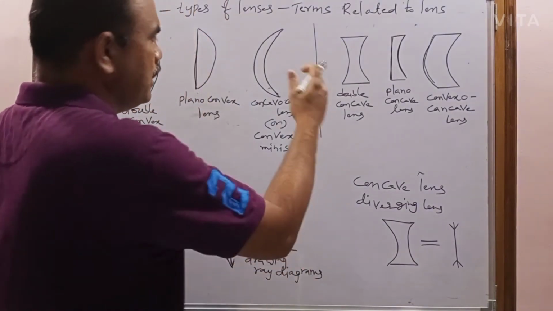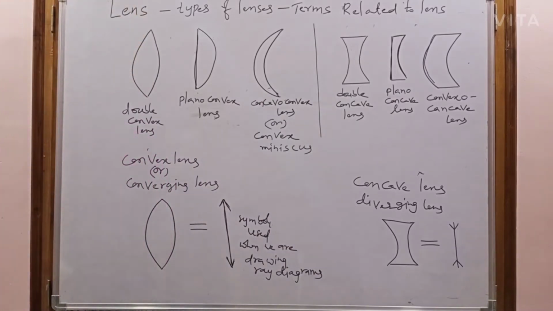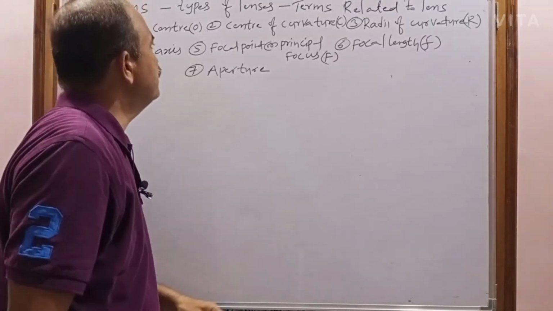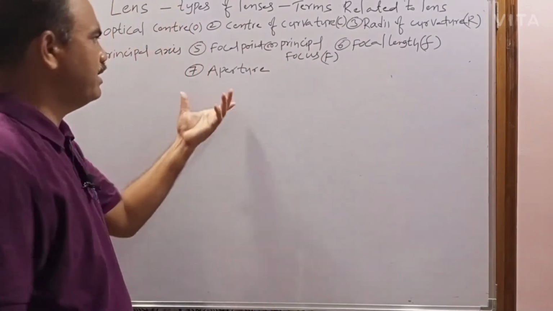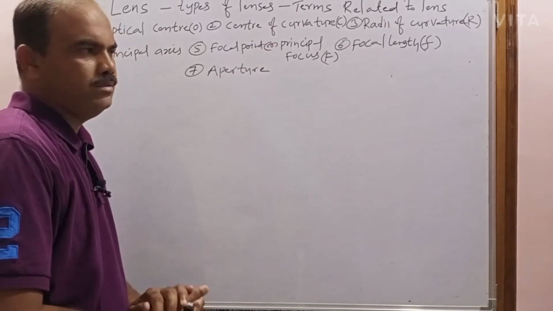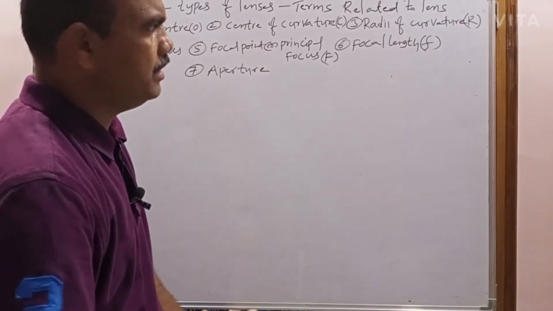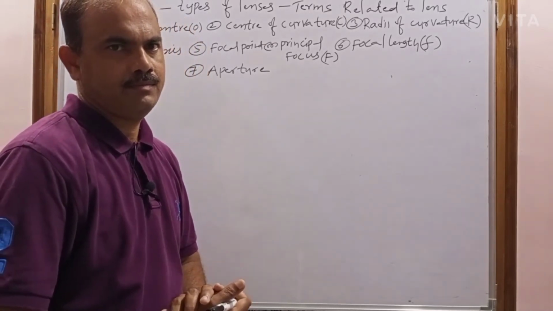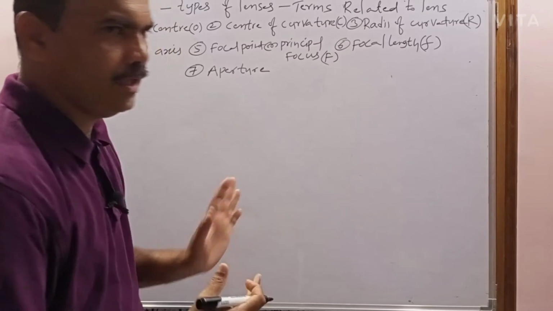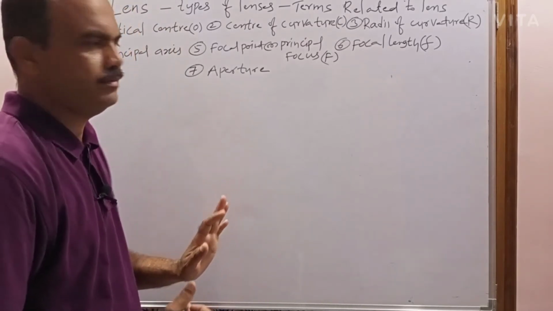And next, coming to the terms related to lenses. There are 7 terms we have to learn. These 7 terms you already know, as we learned them in the case of mirrors. The same definitions apply, but in case of reflection we have to write refraction.